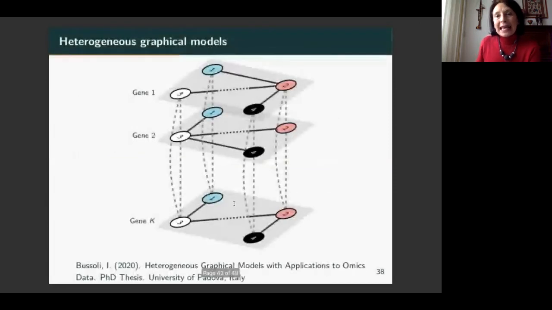You can adapt graphical models to multi-omics settings, so situations in which you have measurements of different types, for example, for a gene, gene expression, copy number variation, mutation, variables of different kinds. And graphical models are able to embrace all this heterogeneity with heterogeneous graphical models. Of course, here the level of complexity increases rapidly, both biologically and statistically speaking.